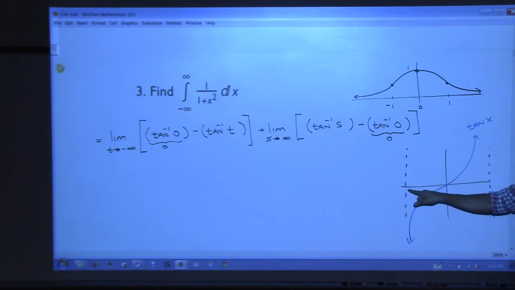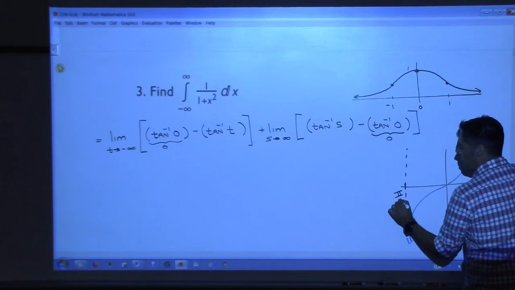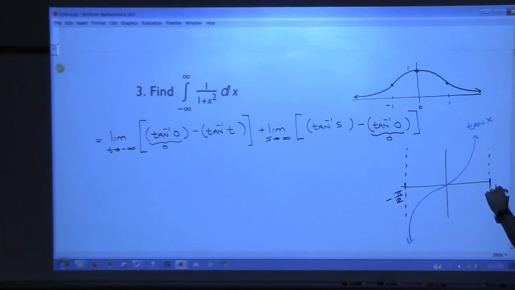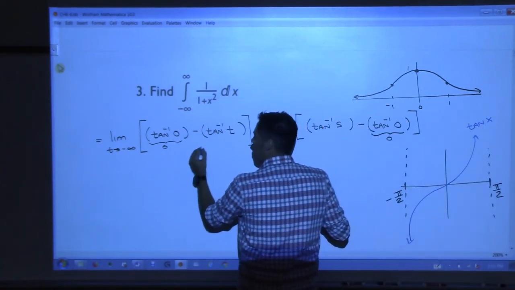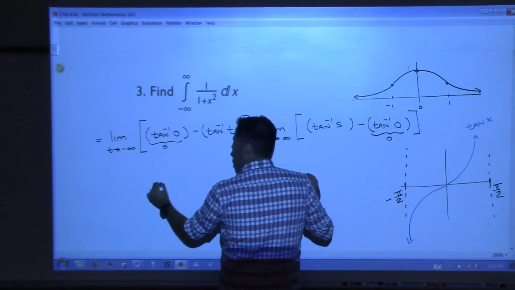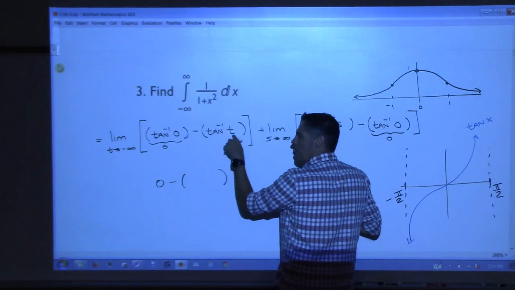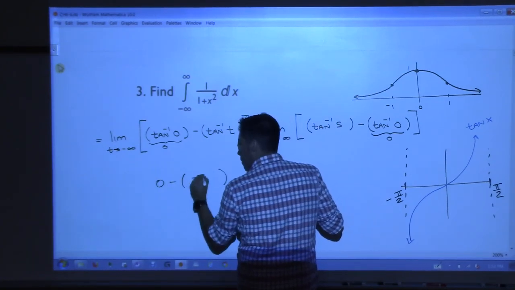What's that? That's negative pi over 2. And this one is pi over 2, right? So this right here, I'm taking the limit. This is 0 minus, and then this right here with that negative infinity plugged in or evaluated, you get negative pi over 2.